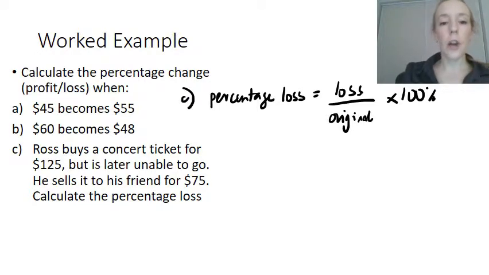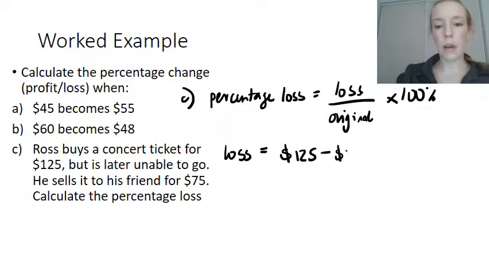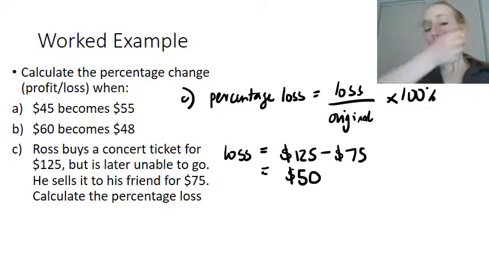Okay, so we're going to work out what our loss is. So our loss is equal to his original amount he paid, so he paid $125 and then he sold them for $75. So it's 125 minus 75. That will be able to tell us how much money he's lost on these tickets. So we do that and he's lost $50 on his tickets there.